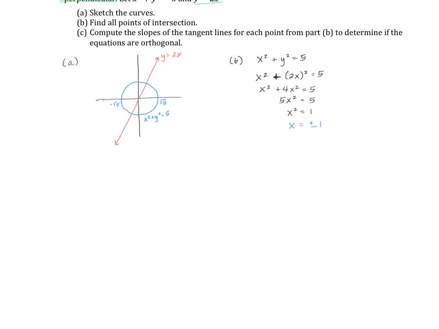So the points where they intersect are going to be, if x is 1, y is 2. If x is negative 1, y is negative 2. So these are the points of intersection. I'm going to go ahead and mark this on the graph that we had. We would have the point 1, 2, and negative 1, negative 2. And that looks correct, so I guess my algebra is correct. So the last part is to compute the slopes of the tangent lines at those two points of intersection, and then determine if these curves are orthogonal.